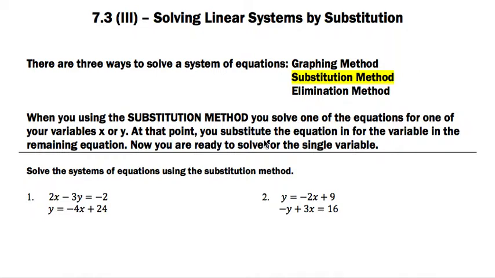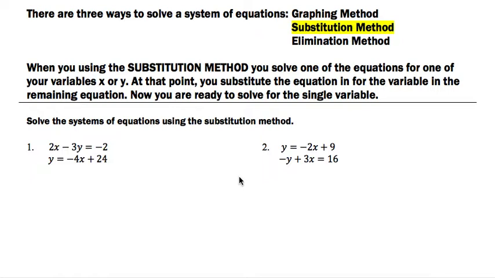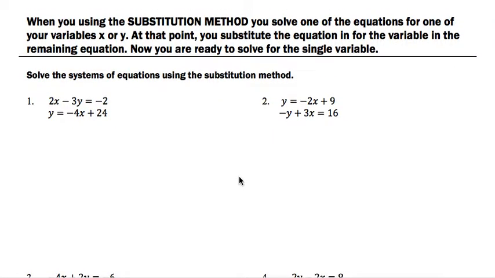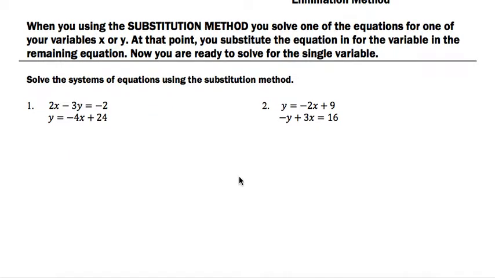So when we are doing the substitution method, we will be looking at equations, first of all, that already have one of the two equations solved for x or solved for y. So if you look at this first example here, question number 1, if you notice in the second equation, y is already by itself. So in this bottom equation here, y is already alone. So it says y is equal to something.